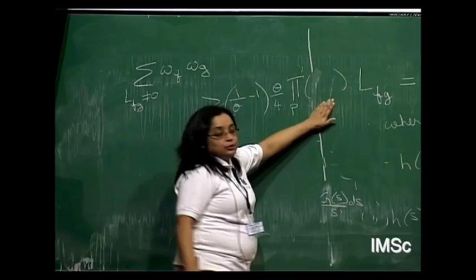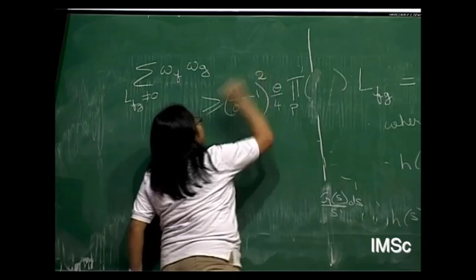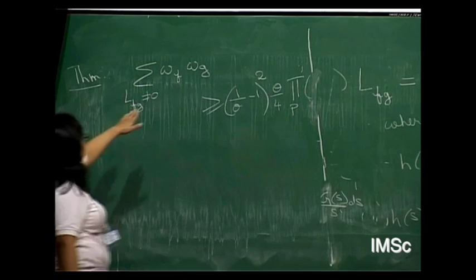Sorry? Yeah, thank you. Okay, so this helps us to prove our theorem that the proportion of non-vanishing is bigger than or equal to this quantity here.